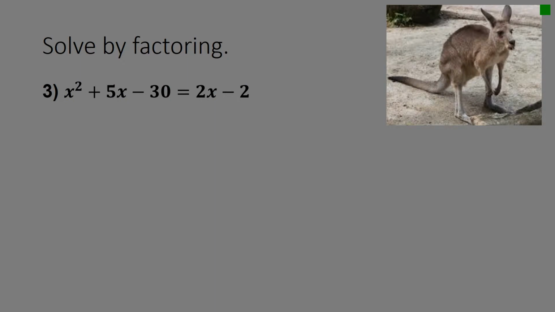This time I have to factor. So my x squared is positive. That's what I'm always looking for. So I'm going to move this 2x by subtracting 2x. I'm going to move this negative 2 by adding 2. Over here, that gives me x squared. 5 minus 2 is 3x. Negative 30 plus 2 is negative 28. Over here, everything cancels out.